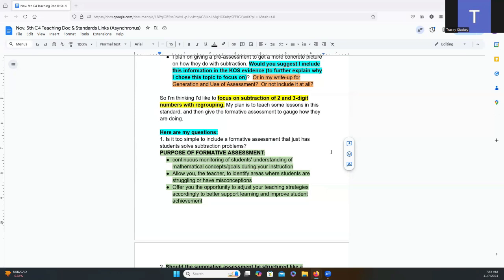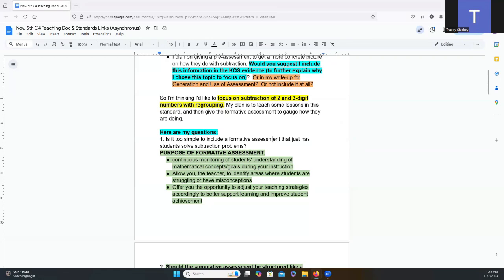Number one, it is continuous monitoring of students' understanding of the mathematical concepts or goals during your instruction, while you're teaching. Remember, you said here, my plan is to teach some lessons in this standard. So while you're teaching them, you're using formative assessment for monitoring. It's not like a benchmark where you wait until you've done all this and you benchmark and see where they got. It's a continuous monitoring.